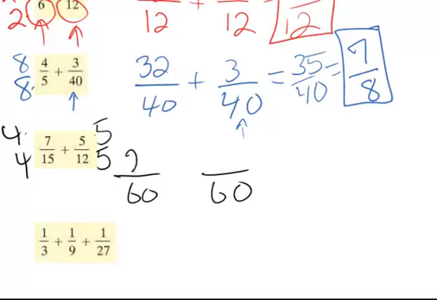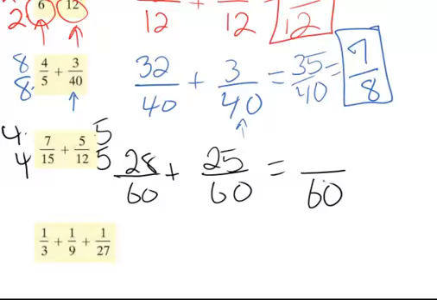So 4 times 7 is 28. 5 times 5 is 25. So my bottom number is 60. 28 plus 25 should give me something like 53. And I'm done.